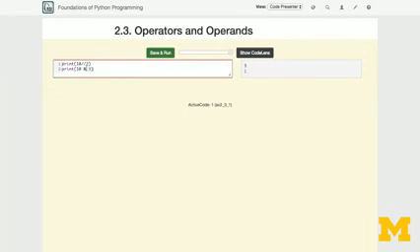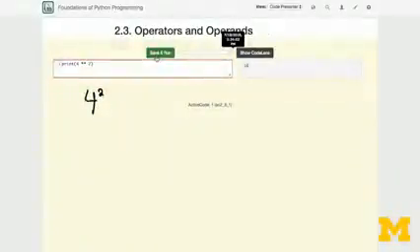Python also includes exponentiation. So if I print 4 star star 2, then this expression is like saying 4 to the power of 2, or 4 squared. And so the value of this expression is 4 squared, which is 16.